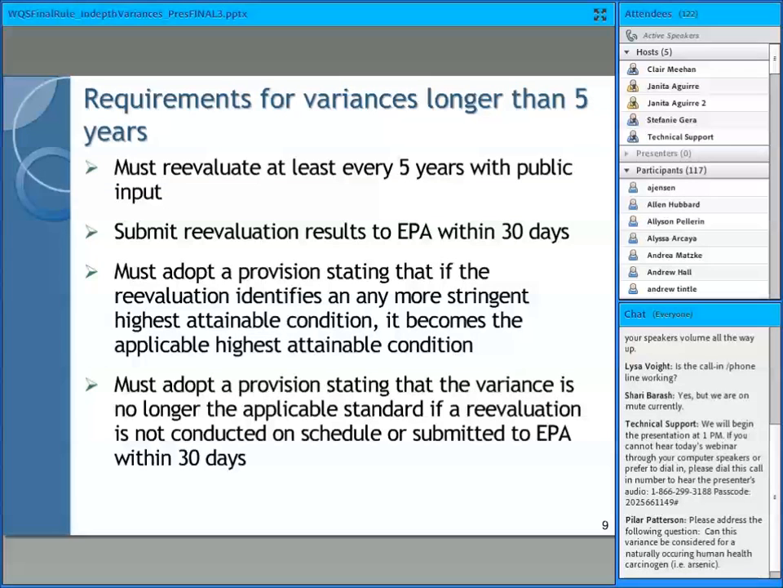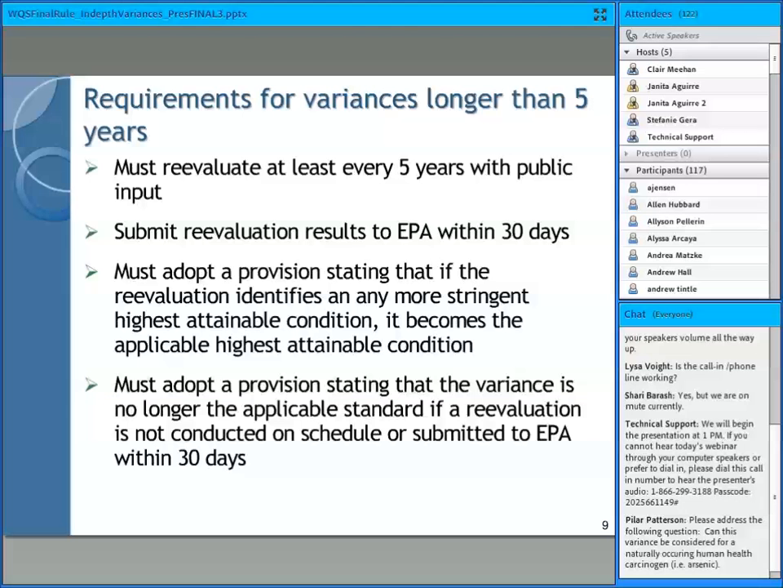The purpose of a reevaluation is to ensure the state or tribe is evaluating the progress that has been achieved so far to determine whether the state or tribe is on track to achieving the highest attainable condition or whether something better can be achieved, and to allow the public an opportunity to provide input on the progress and highest attainable condition at predictable and regular intervals during the variance term.